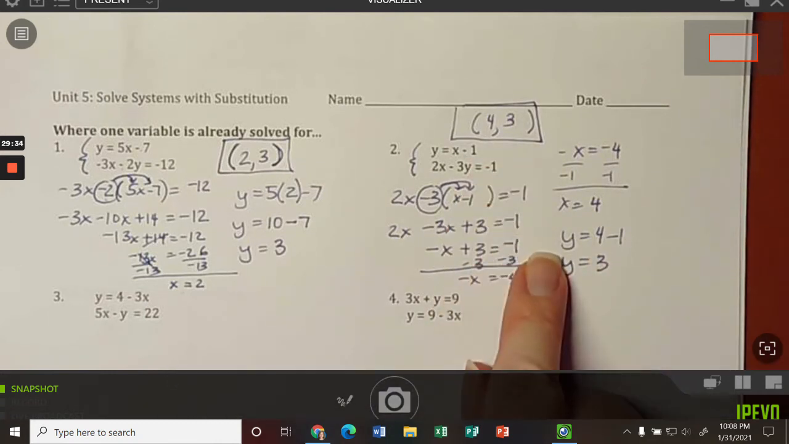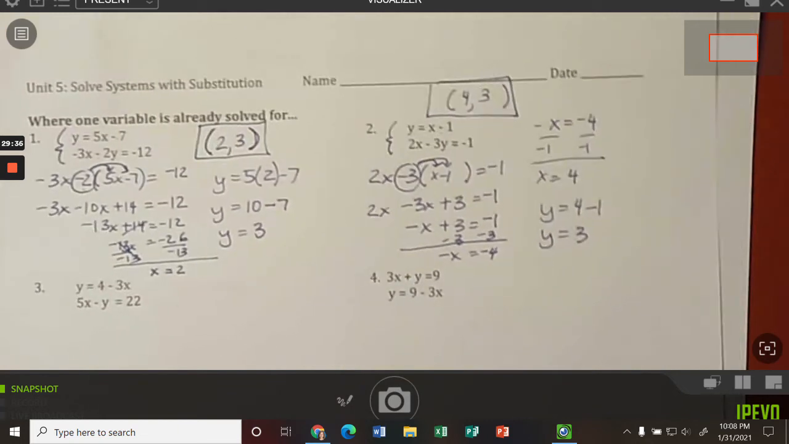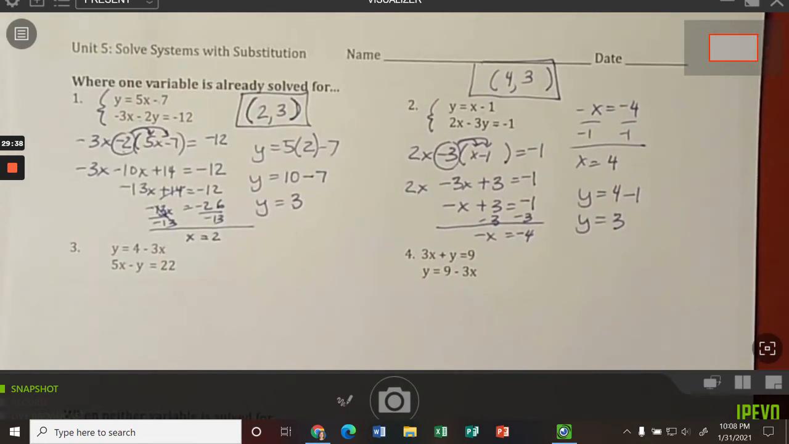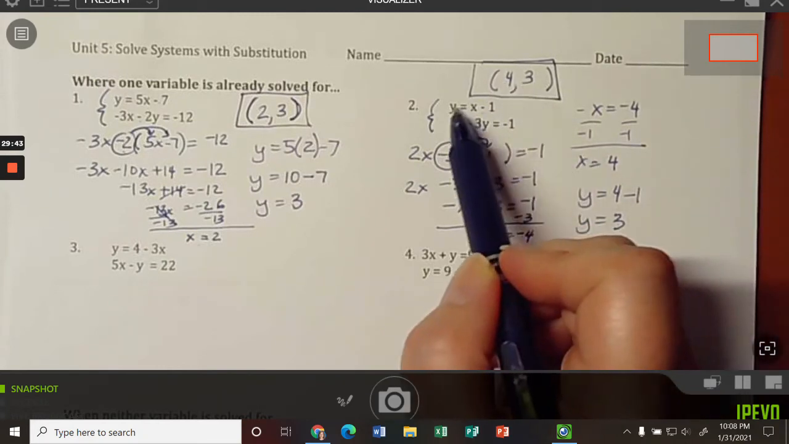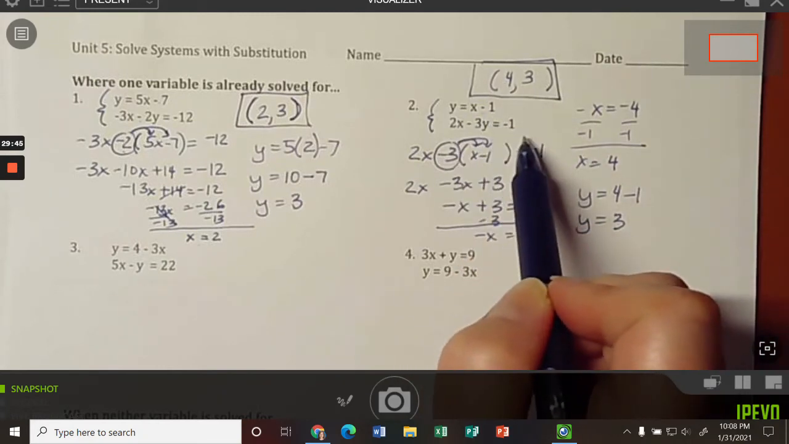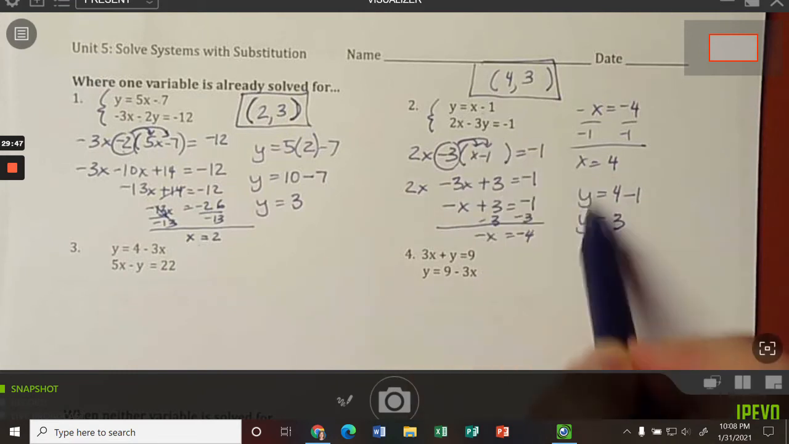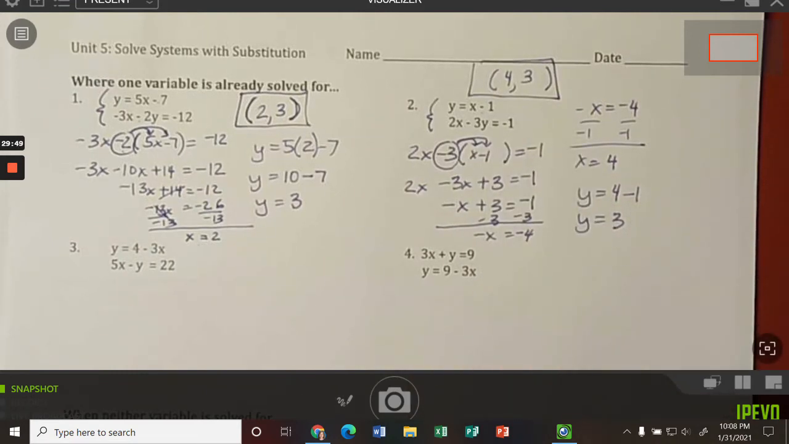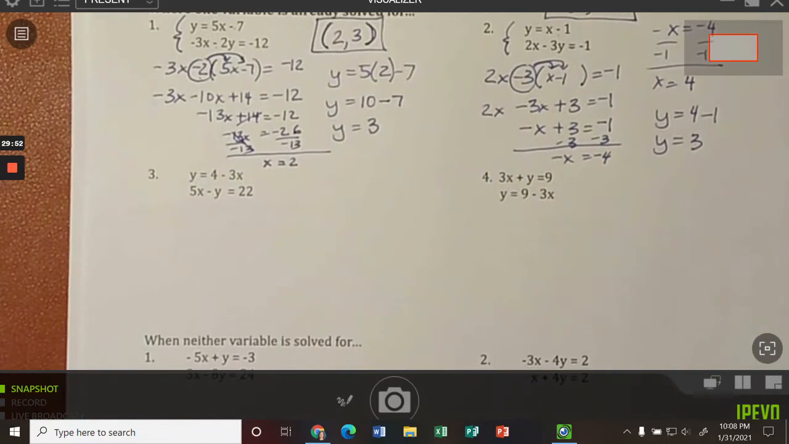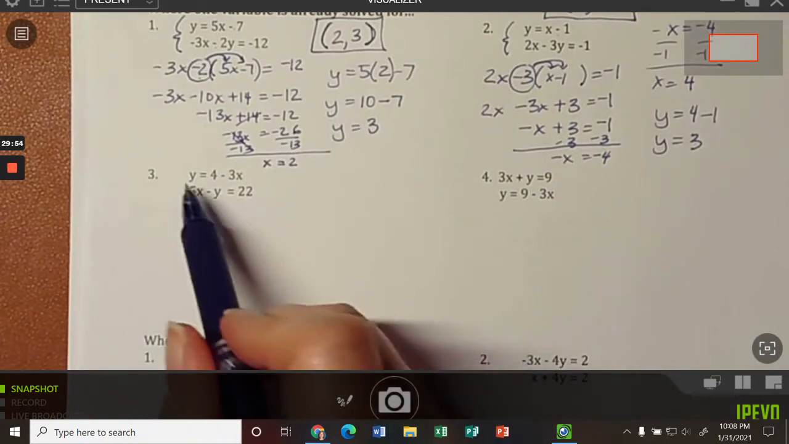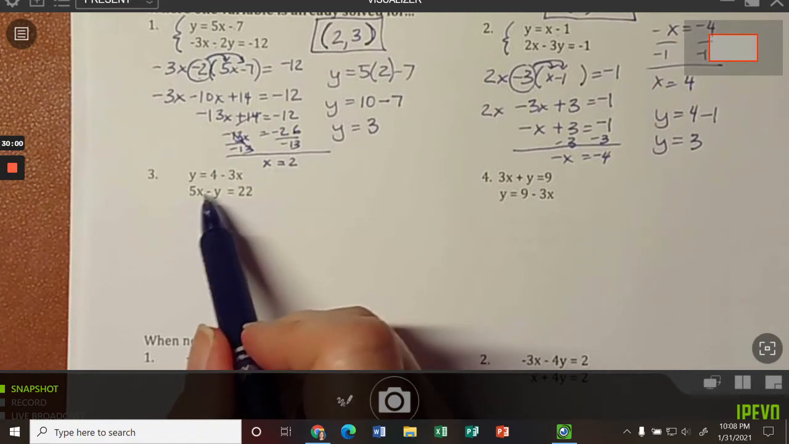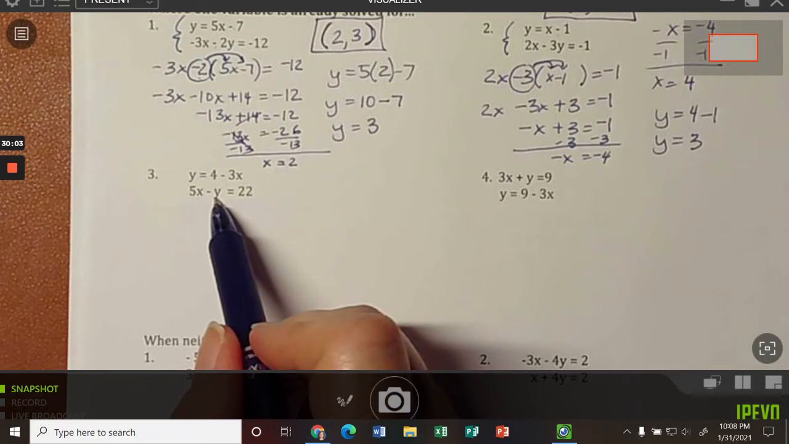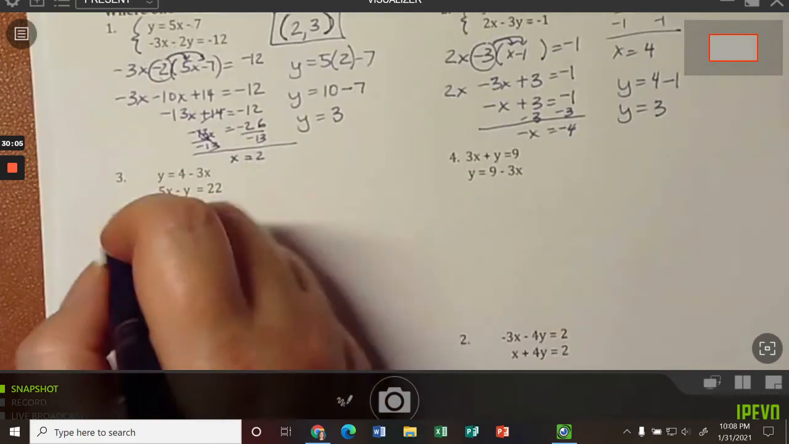We are going to move on with our notes just so that we can get some more practice with substituting, but checking it, you would just plug in x and y, 4 and 3, into each equation and make sure that it makes it true. If it doesn't make it true, you have a mistake somewhere, so go back and check. Number 3, the y has been isolated. It's by itself, so y is equal to 4 minus 3x. So we'll go ahead and substitute that in right here for this y. So we have 5x.